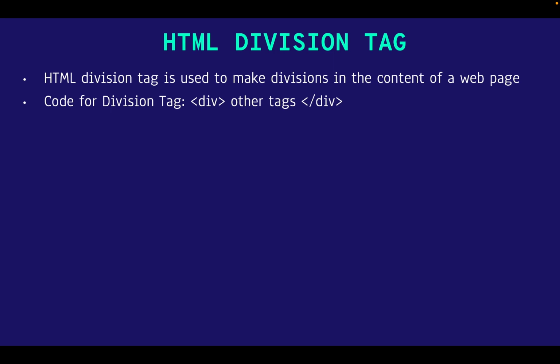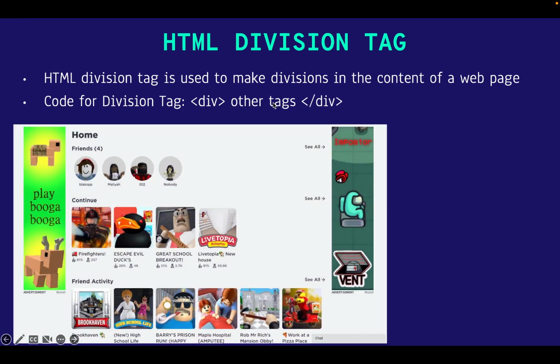To write a division tag, you write it like this: div. It's called a div tag. So you open your div, then you close your div, and you can also put in other tags in here, like paragraphs, like h1, h2, h3, h4, h5. You'll see that later.